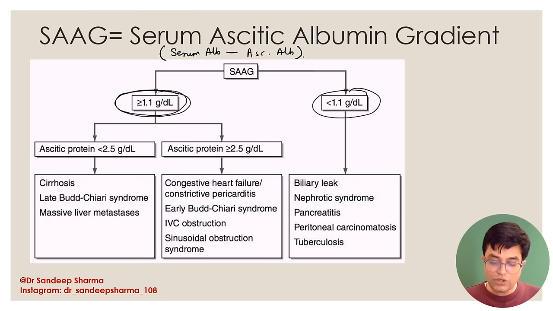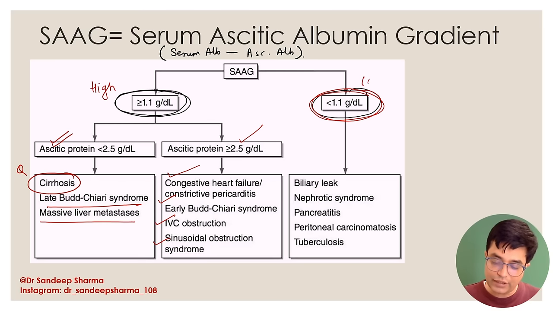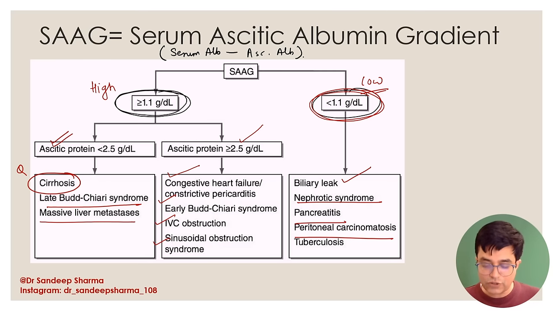If it is equal to or more than 1.1, you will further look at how much is the protein content. So if SAG is high but the protein is low, below 2.5, you will think of cirrhosis in the patient, and there is a case scenario asked on this. It can also occur in late patients of Budd-Chiari and massive hepatic metastasis. If SAG is high and the protein is also high, you will think of congestive cardiac failure, early Budd-Chiari syndrome, IVC obstruction and sinusoidal obstruction syndrome, which is a rare syndrome. In case SAG is less than 1.1, this is called low SAG. Low SAG, the causes will include biliary leakage, nephrotic syndrome, pancreatitis, peritoneal carcinomatosis and tuberculosis.